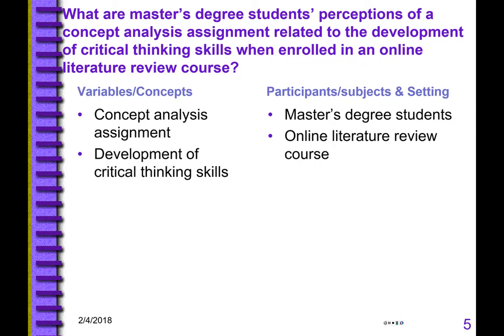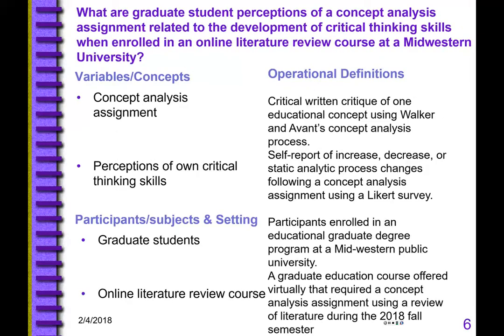So in this instance, we have master's degree students. This is the research question, and if we pick out some of the key words that are going to need to be defined, we can see it's a concept analysis assignment, how critical thinking develops, master's degree students, and an online lit review course. So for each of those variables or concepts that are in the research question, we're going to have to define those. So let's take, for instance, the development of critical thinking.